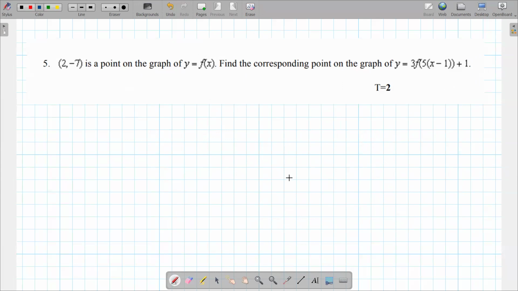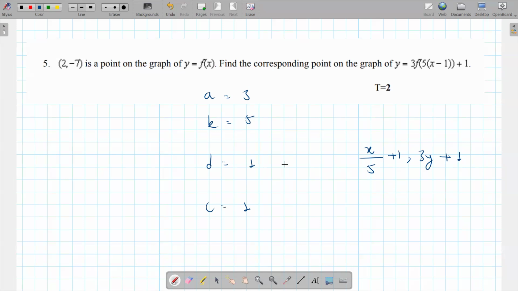Yeah, we use the point mapping. So this is very simple here. What's A? 3. What's K? 5. What's D? 1. C is also 1. So you have x over K plus D, Ay plus C, right?